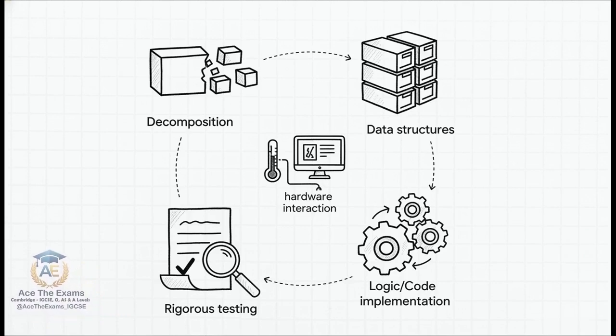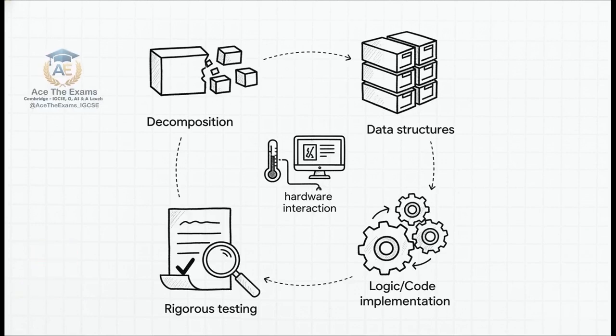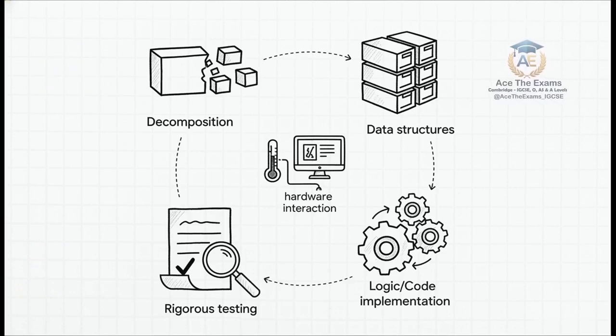This breaks down the 4 essential building blocks of algorithmic thinking required for Topic 3.1. Whenever you are asked to design a solution that interacts with hardware, like, say, reading data from a temperature sensor input, processing that data in primary memory, and logging it to a secondary storage database, you must use step-by-step decomposition, you must select the appropriate data structure, you must implement efficient logic, and you must design rigorous testing protocols.